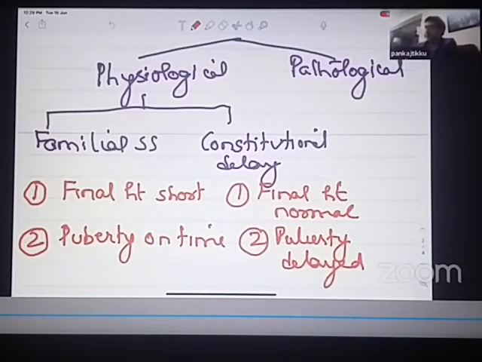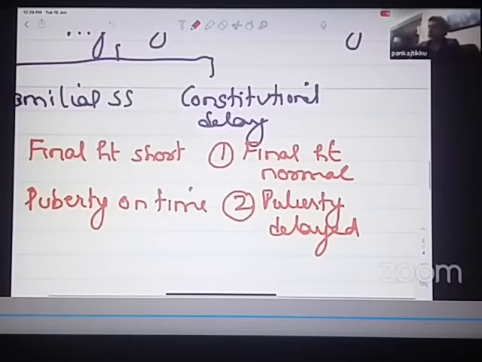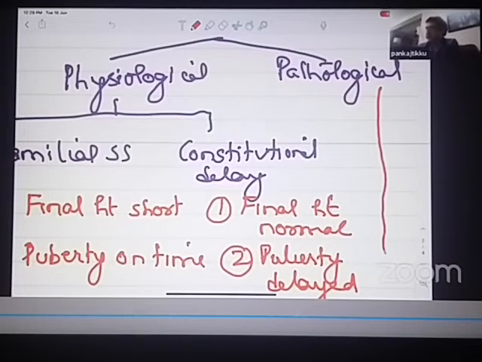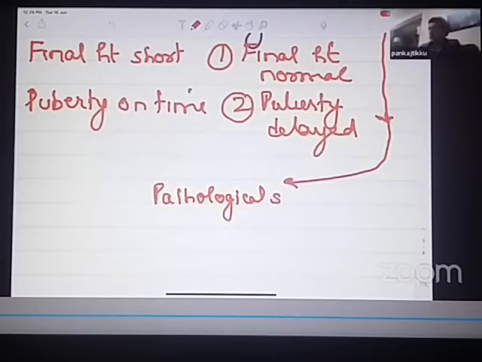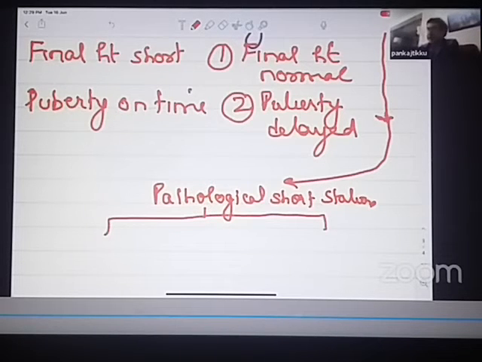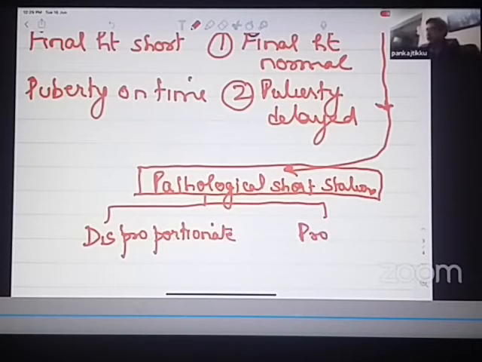So let me show it here. So we have talked about physiological short stature. Now let us focus on pathological short stature. Pathological short statures are of two types. One is disproportionate short statures and one is proportionate short statures.